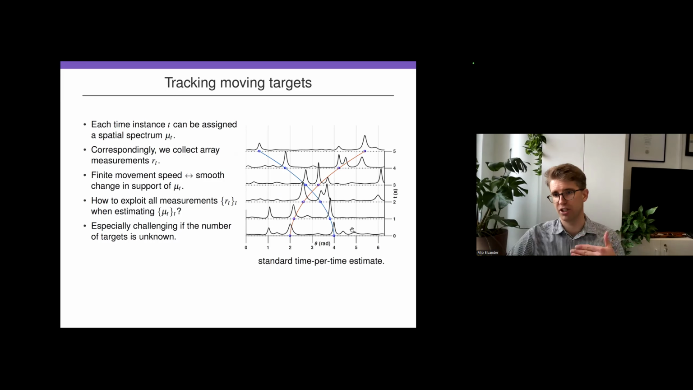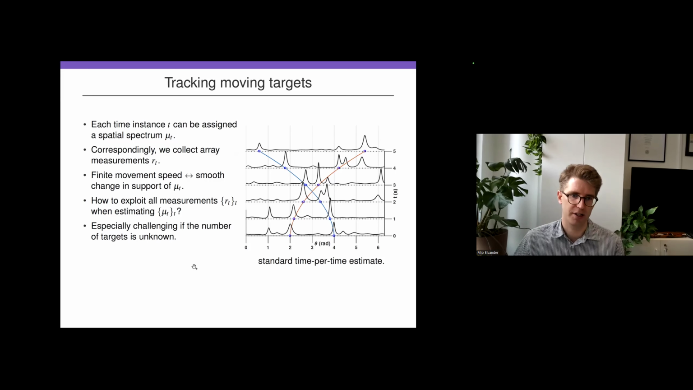So if you just use the measurements in isolation, sure, you will probably get some type of peaks in the spectrum close to where the actual targets are. But you can also see that you get a lot of erroneous peaks. And in some cases here, you see that it's not necessarily even so that the two largest peaks correspond to the true targets, right?